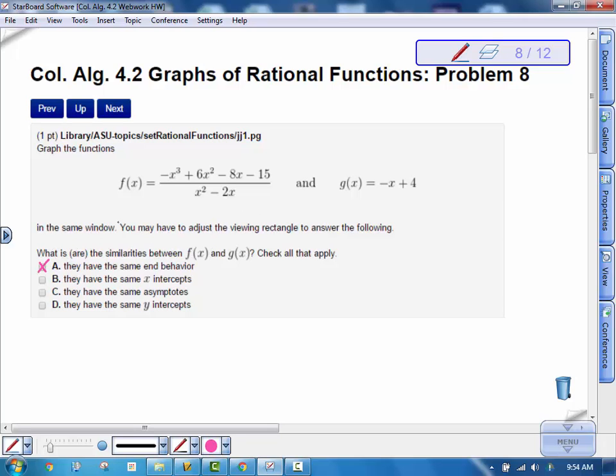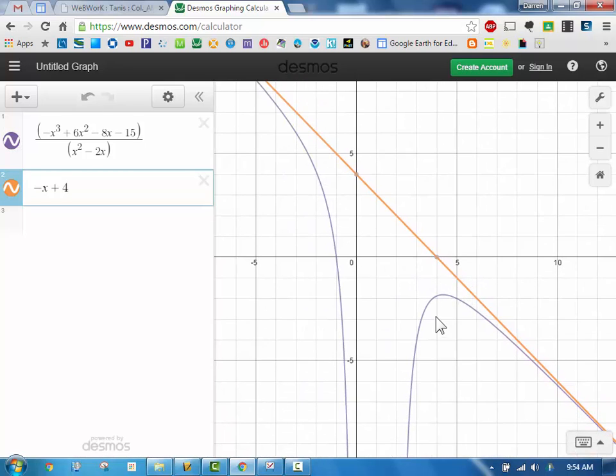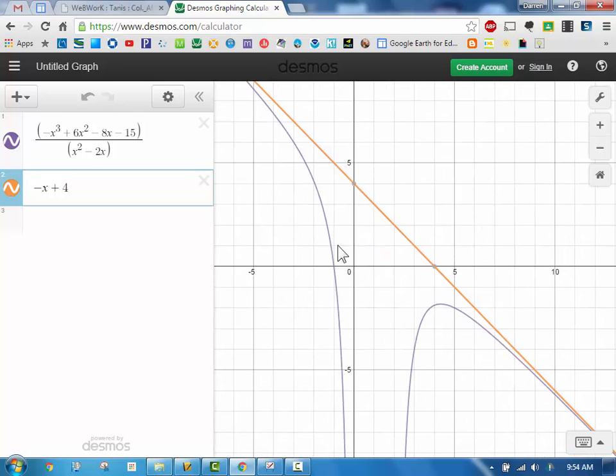Okay, it turns out they have the same end behavior. You can look at the graph here, once you have the graph, and you can see that they basically become the same function as x gets really big and as x gets really small. They don't have the same x-intercepts, they don't have the same y-intercept. Nothing else is the same other than their end behavior.